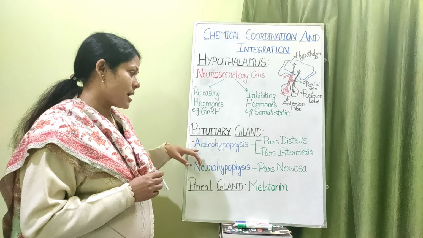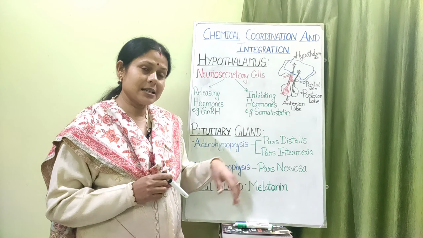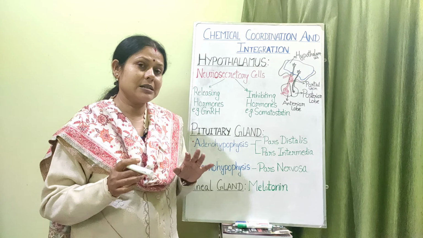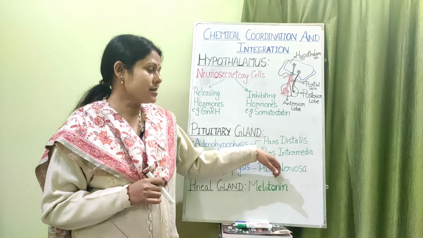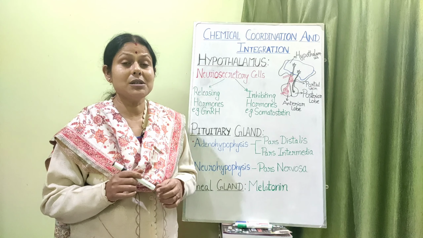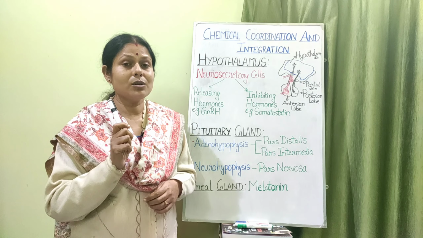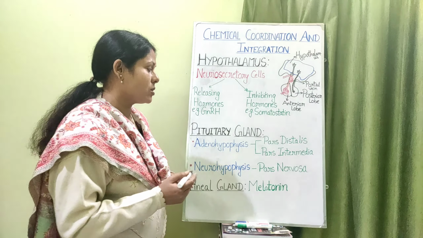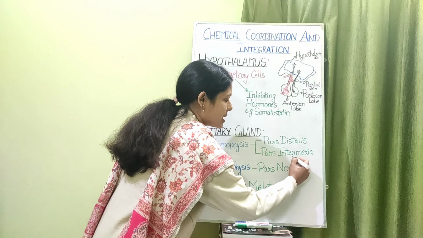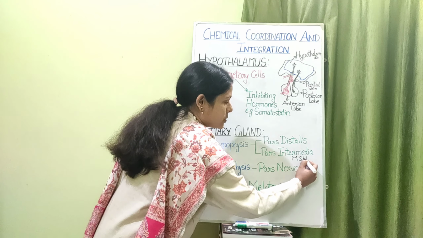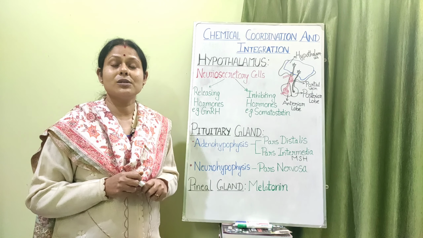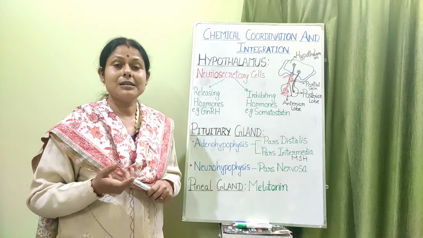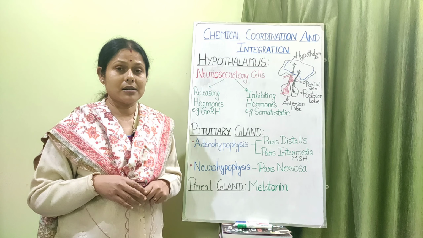Now the adenohypophysis, the pars distalis, which is the anterior pituitary lobe, secretes the six trophic hormones which we have just discussed. Besides, pars intermedia, which is the intermediate pituitary lobe, secretes only one hormone, called melanocyte stimulating hormone, MSH. It is associated with the secretion of melanin. Melanin is a pigment which controls the skin color.